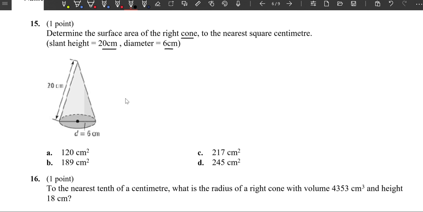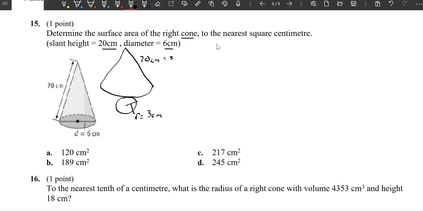A cone has this circle around the bottom and not a rectangle wrapped around it, but this kind of, I don't know, swoopy hat shape. We know that this line here is 20, and that is called the slant height. And we know that our diameter is 6, although we're probably going to want that as radius. The radius is going to be 3. Remember, radius is always half of diameter.